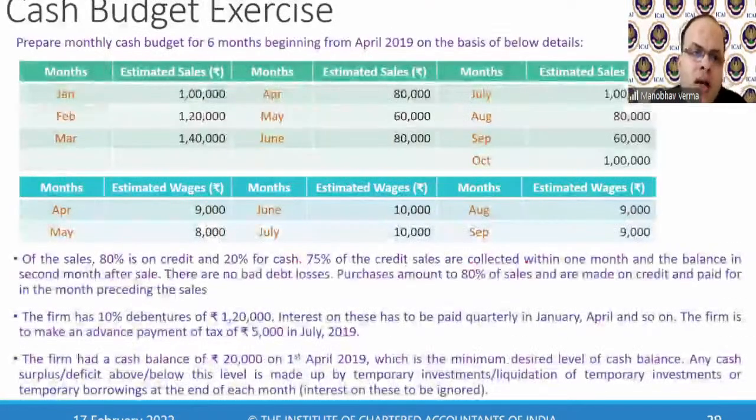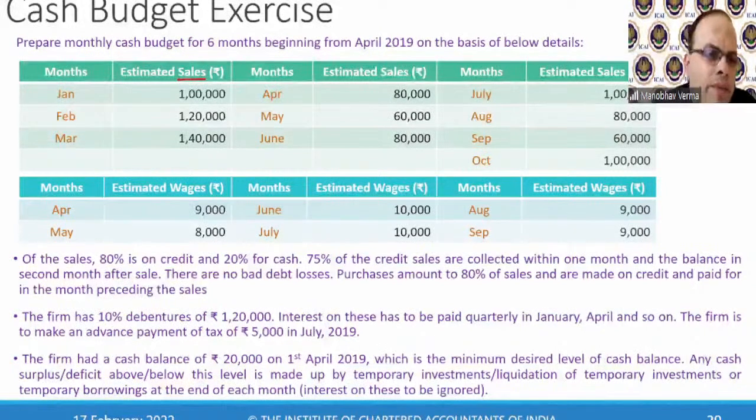Okay, so let's take an example, guys. Let's do some kind of a hands-on here. You're looking for an example which talks about a monthly cash budget with respect to 6 months beginning from April 2019 on the basis of below details. So we are given estimated sales, guys, and this is what I was talking about. The first number we are talking about is sales here. So they've given us sales for 10 months, January to October. They've given the information with respect to the wages, and there is some other information given to us.